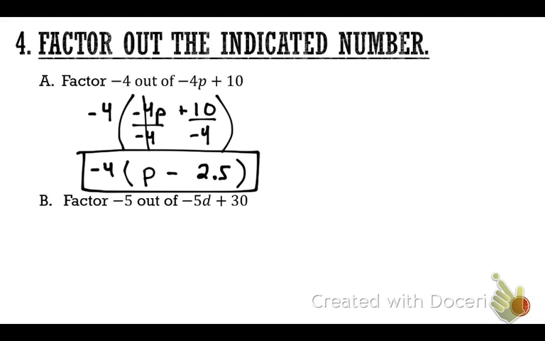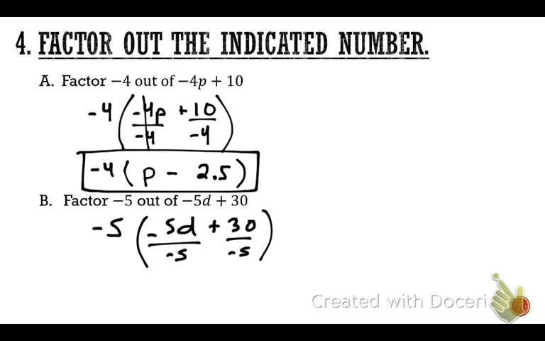All right, I want you guys to try to do problem B on your own. All right, I saw a lot of very good work. So we know that we're taking the -5 out of -5d plus 30. Remember, show me your work. We're going to divide everything by -5. So I drop down the -5. Guys, what is this right here? -5d divided by -5? 1d. Okay, it's just plain old 1d.